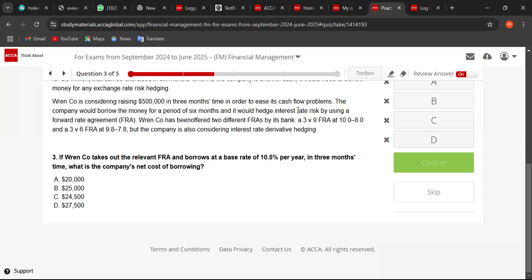Now the examiner was asking, what is the company net cost of borrowing? Okay.